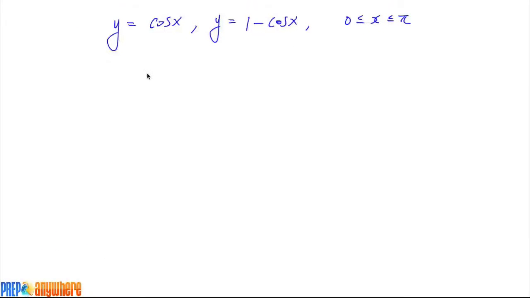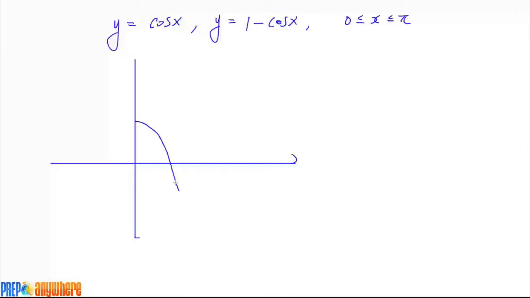Let's find the bounded area first. So we have a cosine of x. The cosine of x from 0 to pi over 2 looks like that. This is pi, so 0 to pi looks like that. And 1 minus cosine of x.